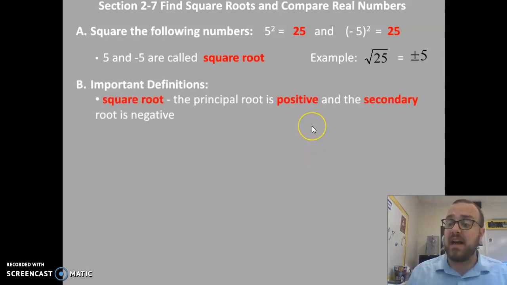Now, there are a couple different definitions I want to go over. First off is that when you're finding a square root, you're going to technically almost all the time get two different answers. There's going to be a positive answer, which is your principal root, and you're going to have a negative answer, which is your secondary root.